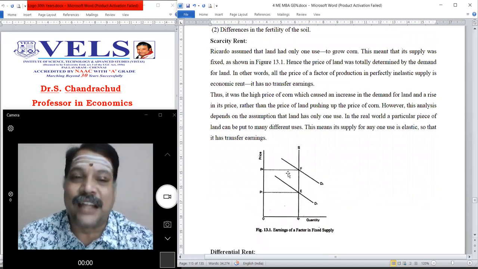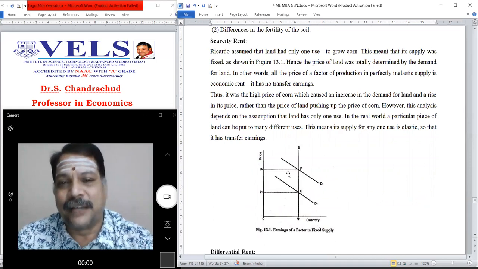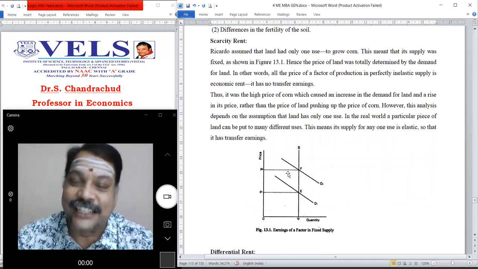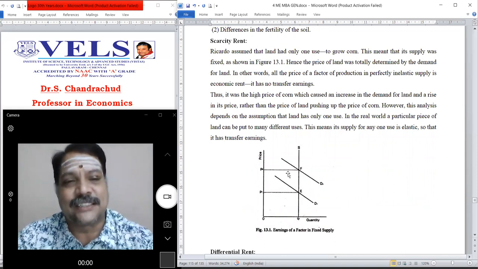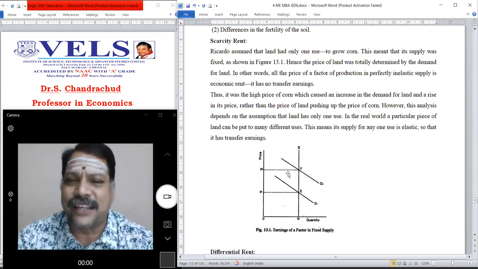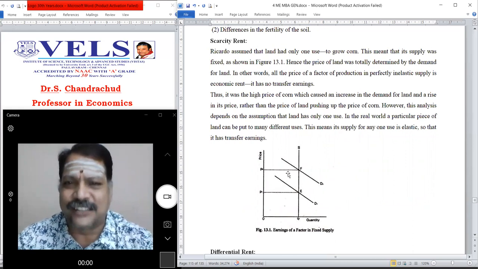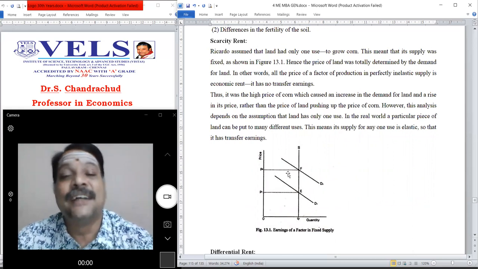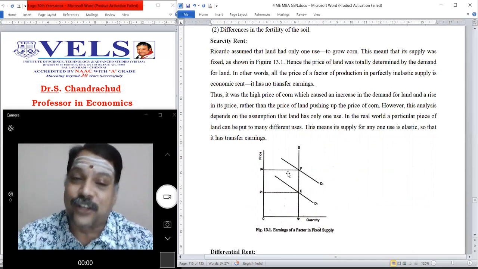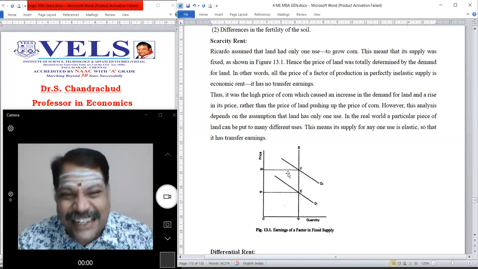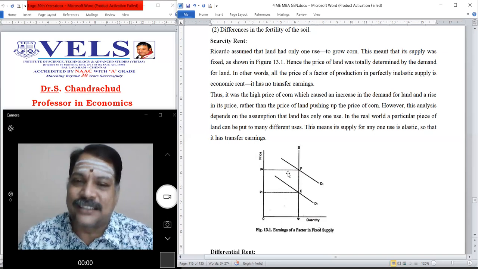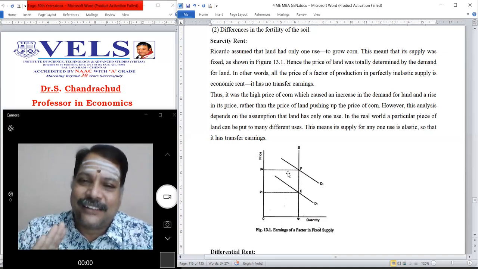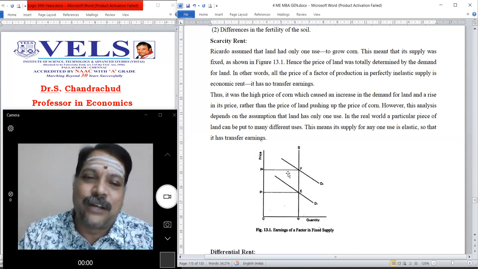Hence, the price of the land is totally determined by the demand for the land. In other words, the supply of this factor of production is perfectly inelastic. Of course, here we are considering the economic rent. There is no transfer earnings. Thus, it was the high price of the corn which caused an increase in the demand for land and a rise in its price, rather than the price of the land pushing up the price of the corn.